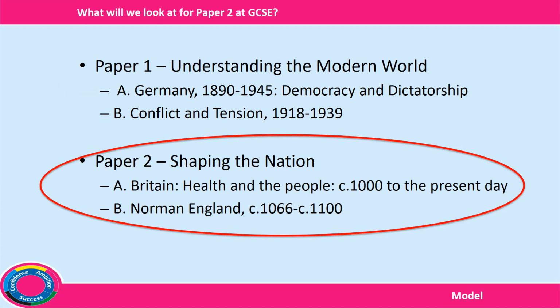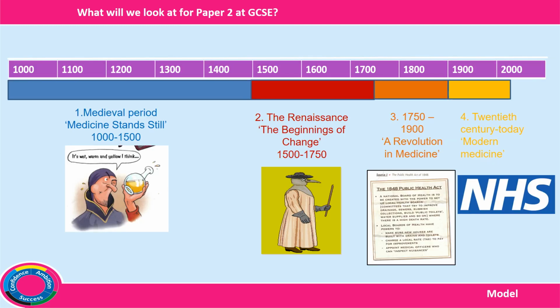Okay, so today we are looking at paper 2, Shaping the Nation. Now this paper encompasses Britain, Health and the People. This is our depth study, as well as Norman England from 1066 to 1100. So for the medicine paper, we look at 4 separate sections. So medicine stands still, the Renaissance, the beginnings of change, a revolution in medicine before we move on to modern medicine.